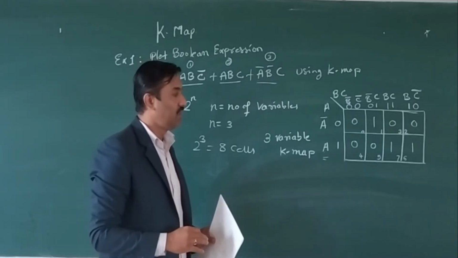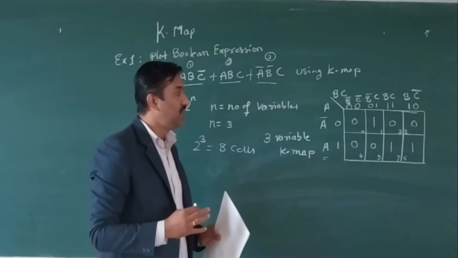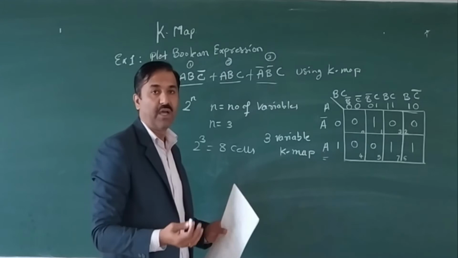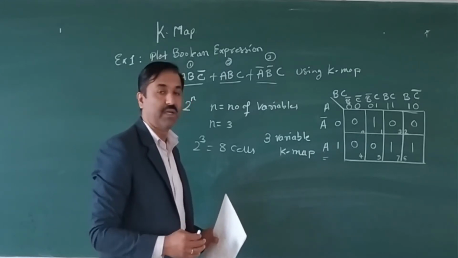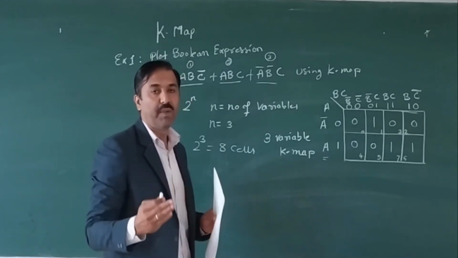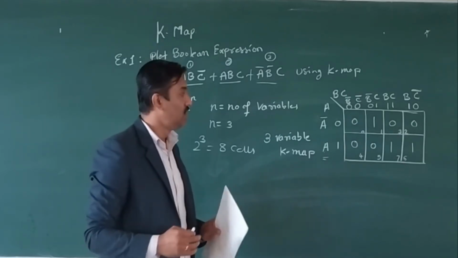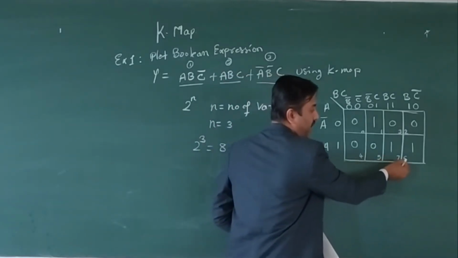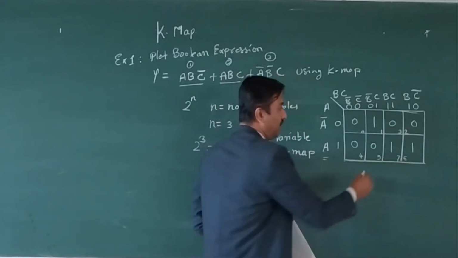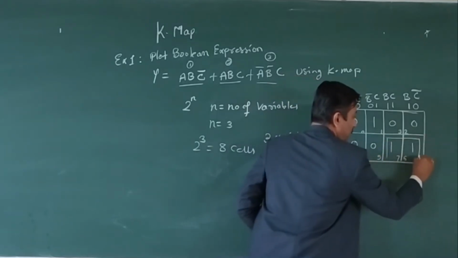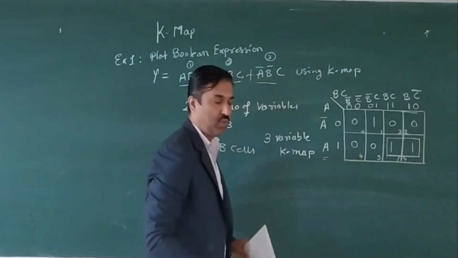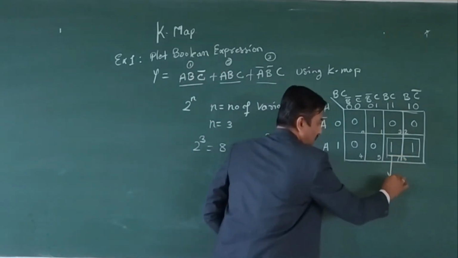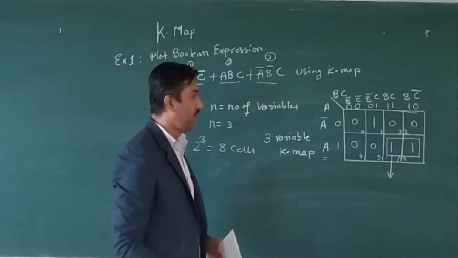Now the next step says to check for the ones which have adjacent ones to each other. So you can go with a pair, a quad and an octet. As here we can see we have a pair, cell number 7 and cell number 6, they are adjacent to each other. So I pair these 2 ones. Here I need to write an expression for this.